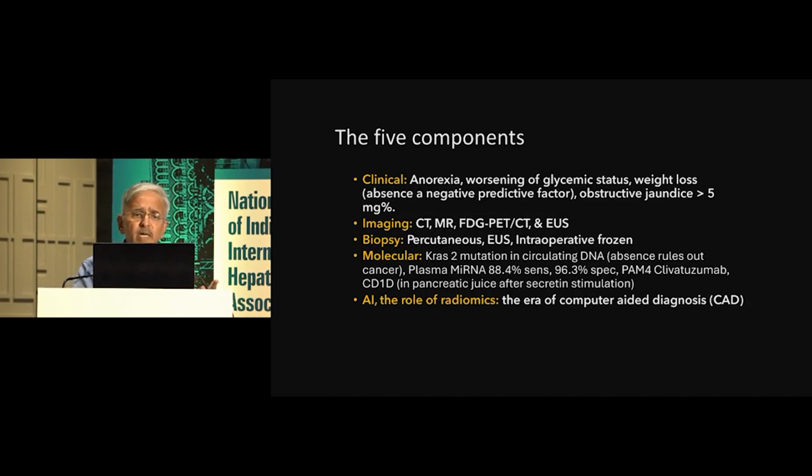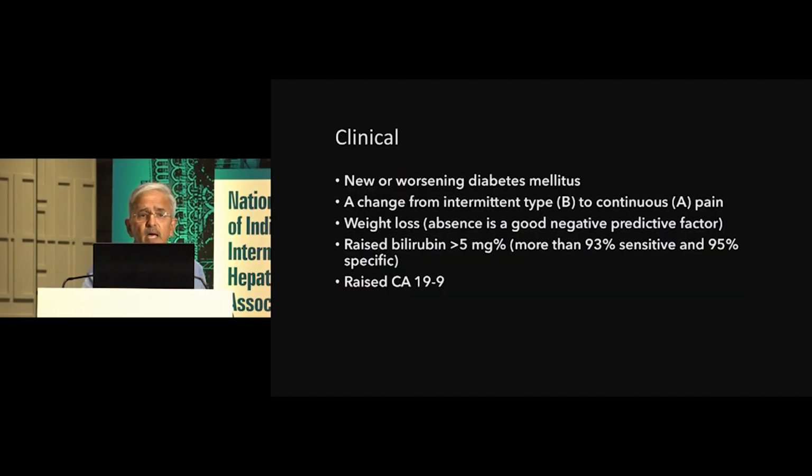Molecular-wise, we could do a KRAS2 mutation in circulating DNA, which, if it's absent, rules out cancer, but it can still be cancer. Plasma mRNA is a relatively new kid on the block, but it has specificity, but not that much sensitivity. And there are others as well which are developing. Now with AI, we are trying to use computer-aided diagnosis and try to improve on our diagnostic skills.